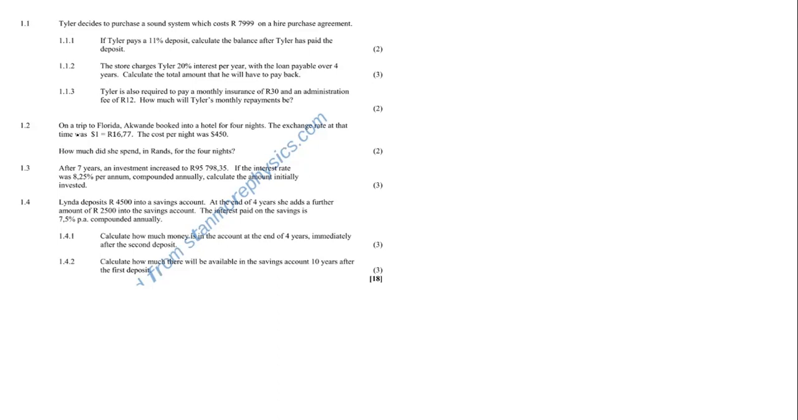It says, on a trip to Florida, Akwande booked into a hotel for 4 nights. The exchange rate at that time was $1 corresponds with 16 rand and 77 cents. The cost per night was $450. How much did she spend in rands for the 4 nights? Okay, so we start here.